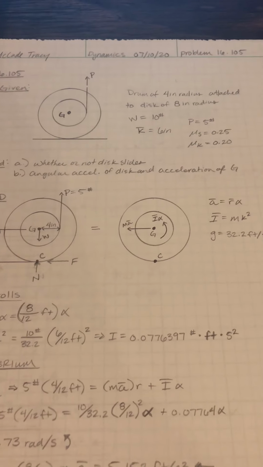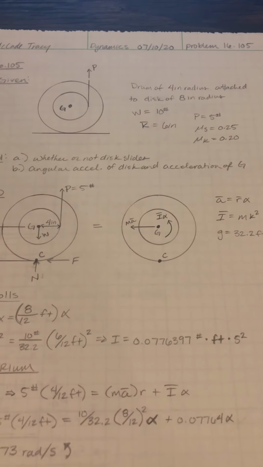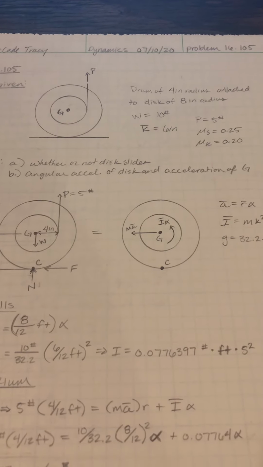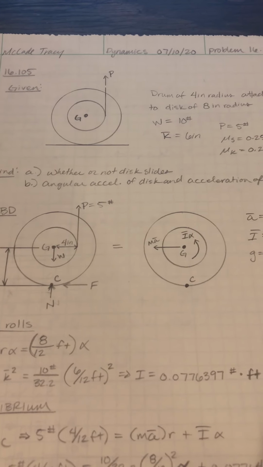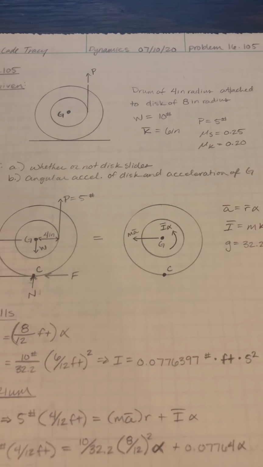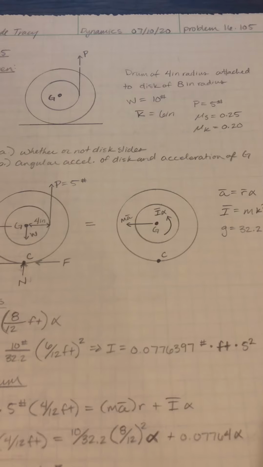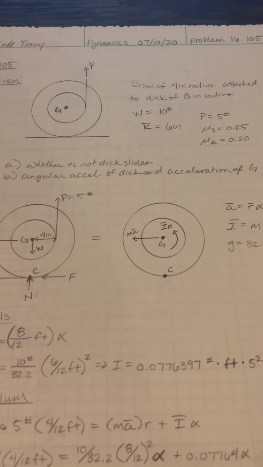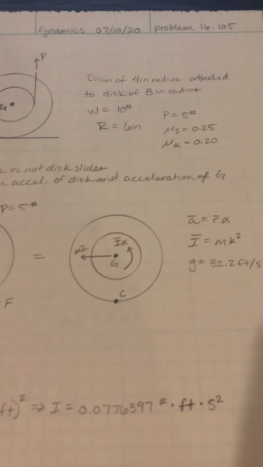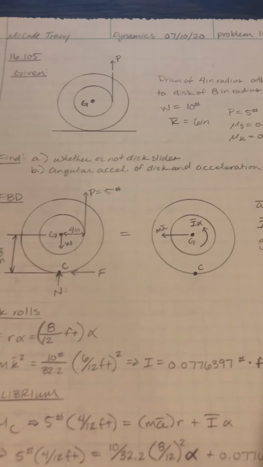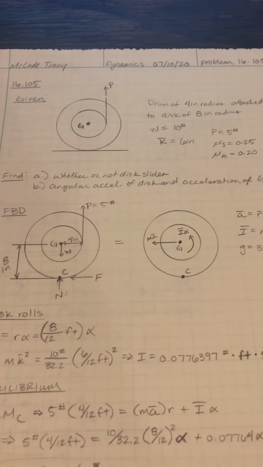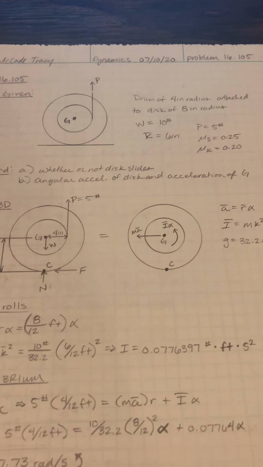In the next question, we once again have a drum of radius 4 inches that is attached to a disc of 8-inch radius, and is being pulled with a magnitude of 5 pounds in the vertical direction. We are given a static and kinetic coefficient of friction, as seen here, and we're being asked to determine whether or not the disk slides, and the angular acceleration of the disk and acceleration of G.